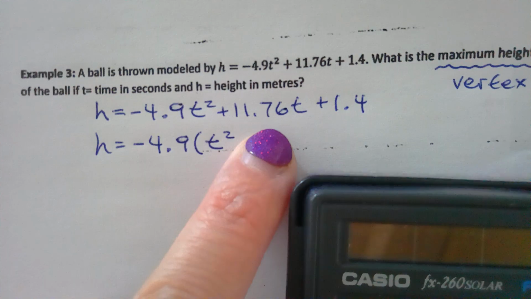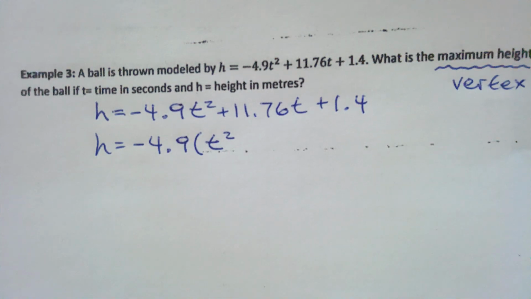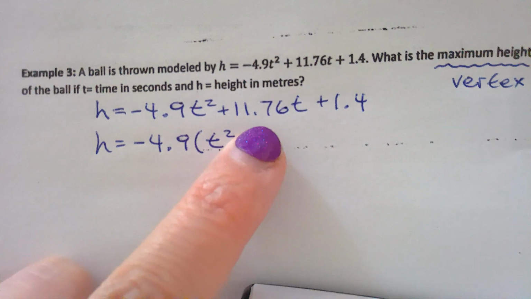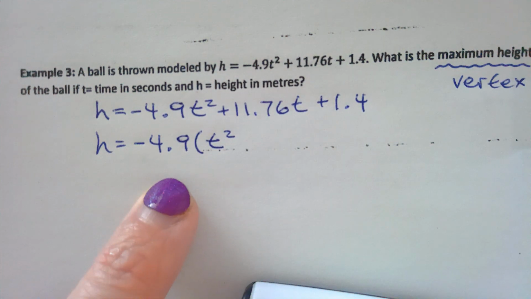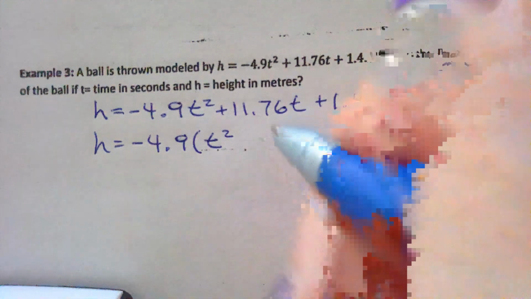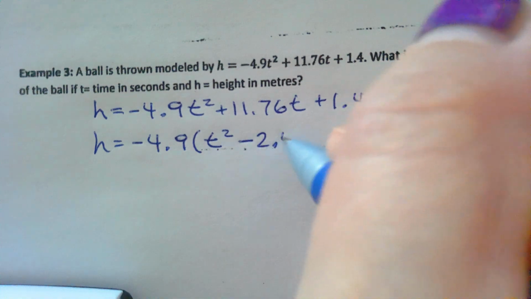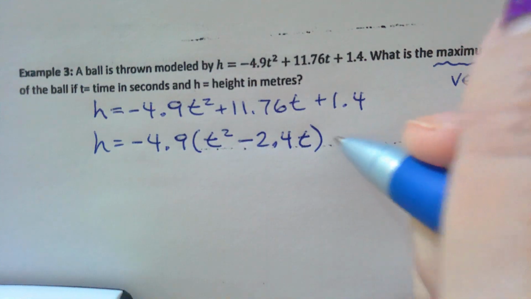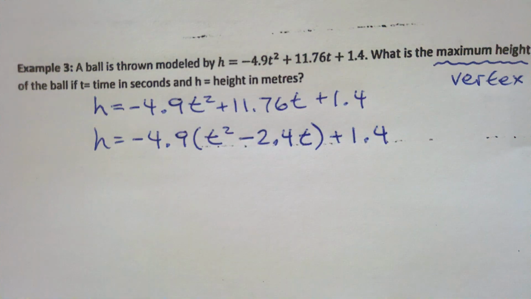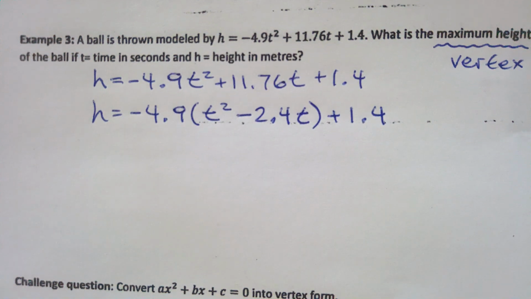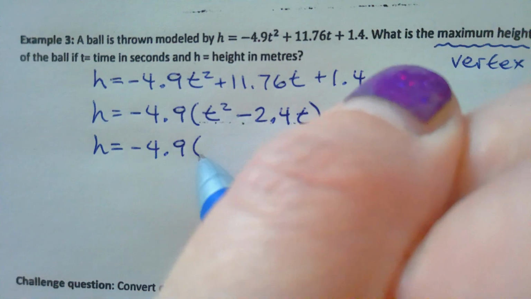So 11.76. Well, my calculator will not work. Okay, so 11.76 divided by negative 4.9, I get 2.4. So negative 2.4t. Okay, and then plus the 1.4, which is still there, I didn't do anything with it yet. So I did the second step.